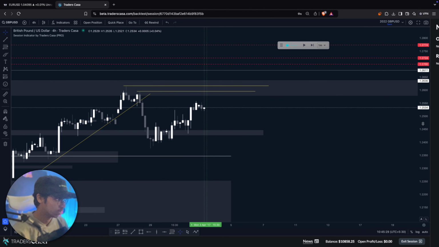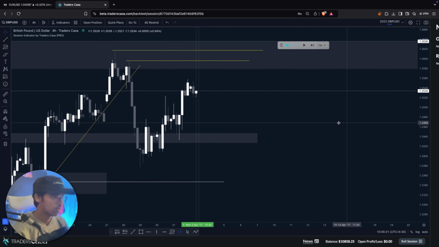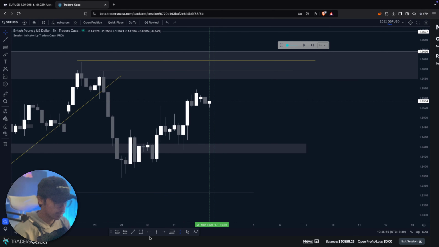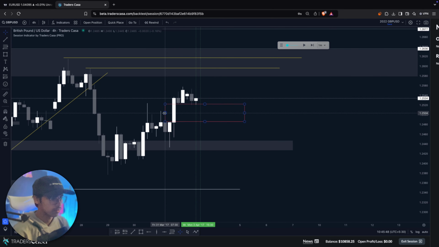Okay, and now look into this particular thing. There's a fair value gap that has been created. We can mark this fair value gap. So the fair value gap has been marked.